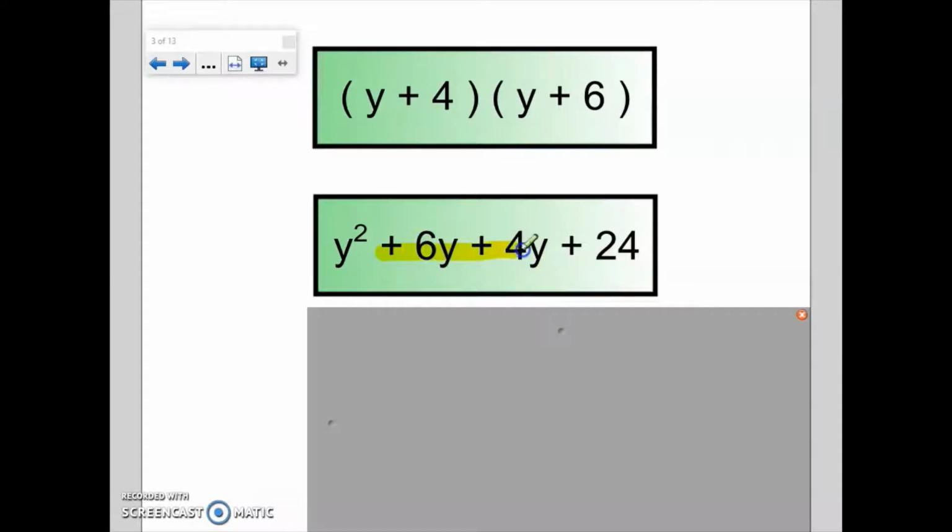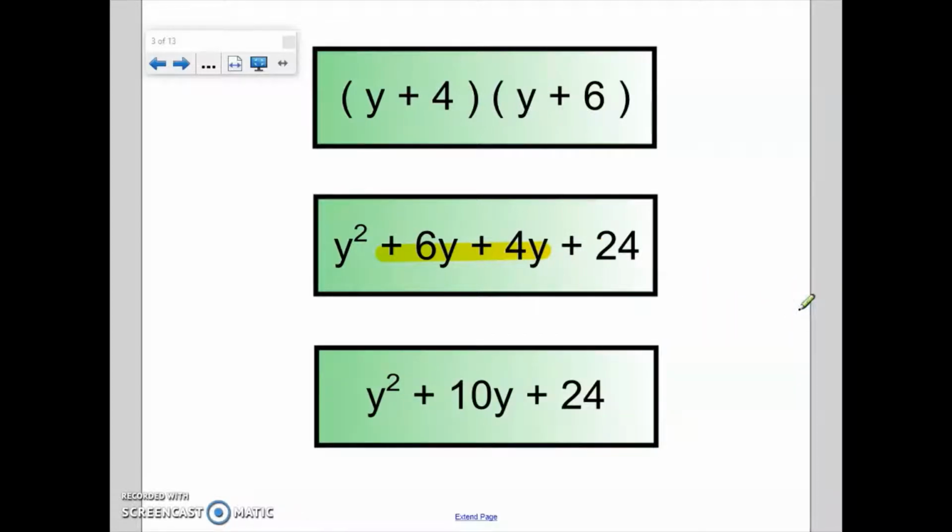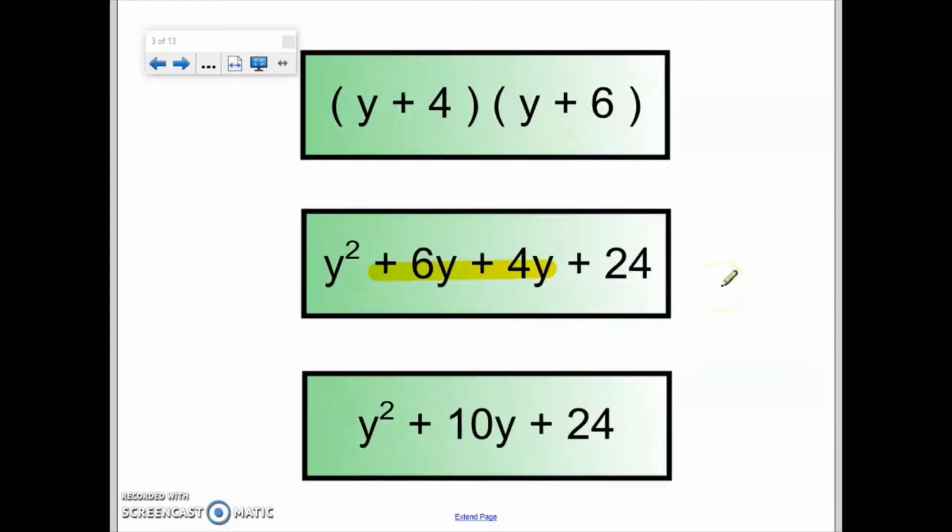Then we go ahead and collect the terms from the two middle terms. Plus 6y plus 4y gives me 10y's. So my completed expansion should look like that. As expected, there is a squared term, which is what we would want to see when we're expanding double brackets, and they have two similar letters involved.